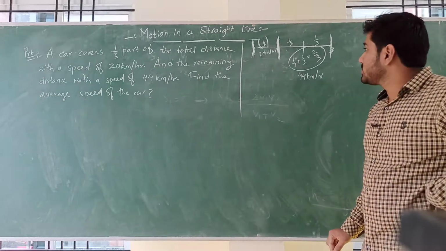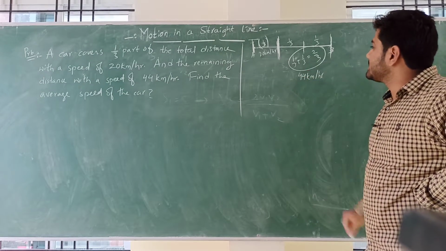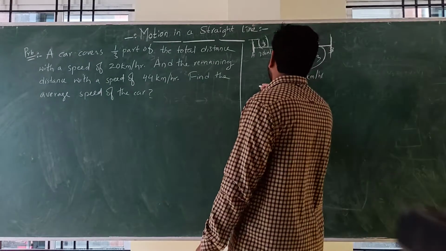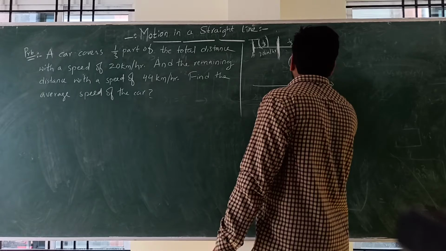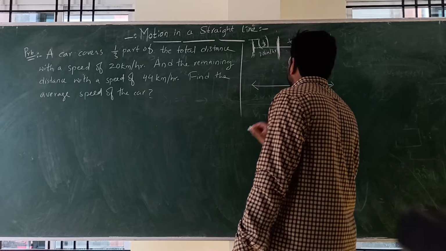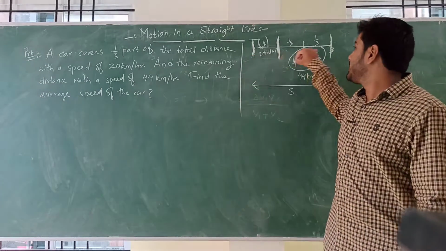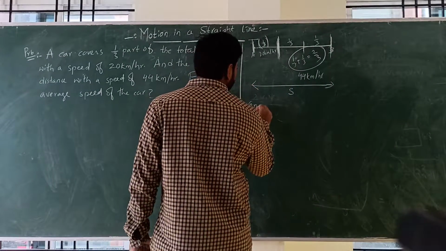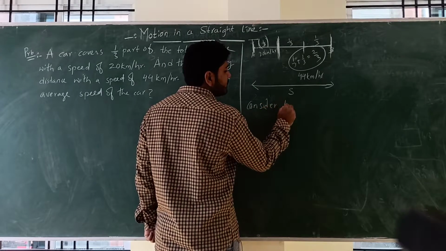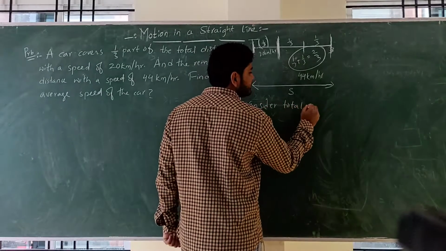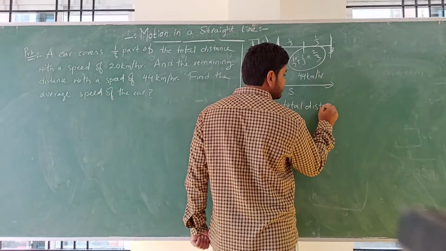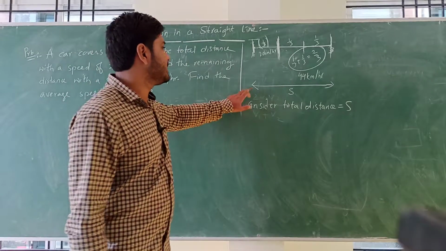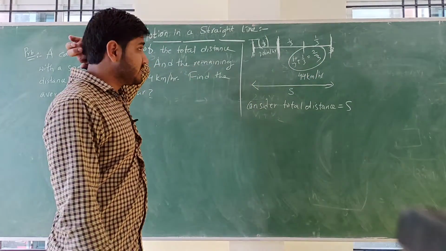Okay, so you got this. So 2 by 3 distance with a speed of 44 km/h. Now what will I do? I will take the total distance from A to B as S. Consider the total distance is equal to S.